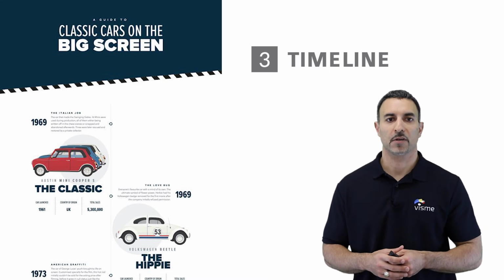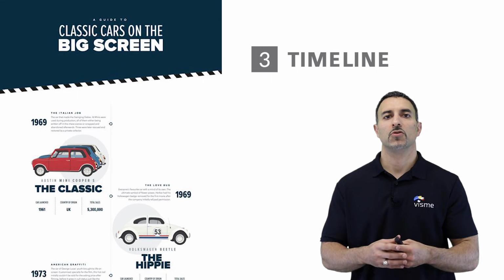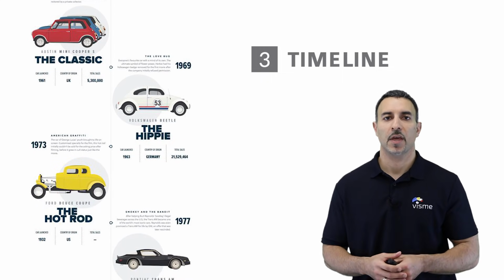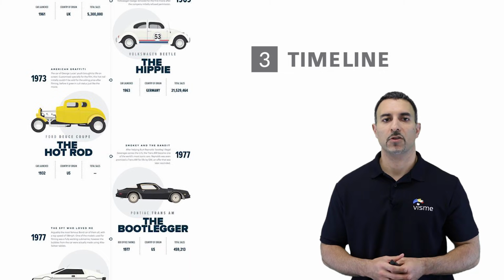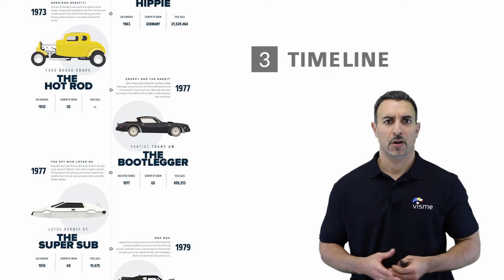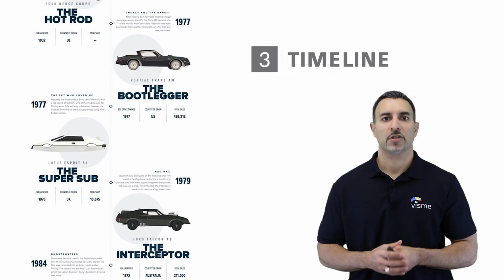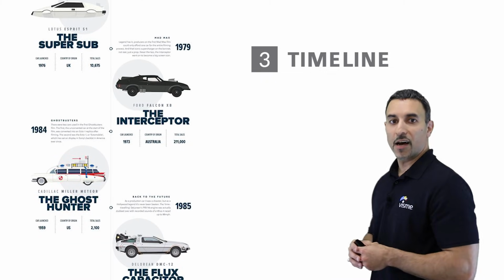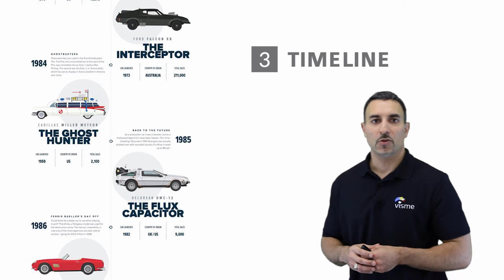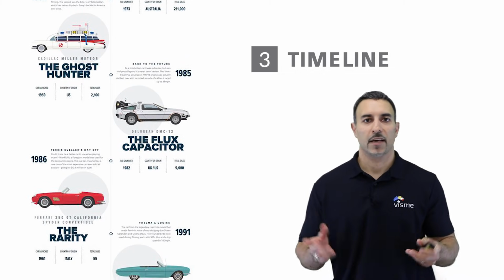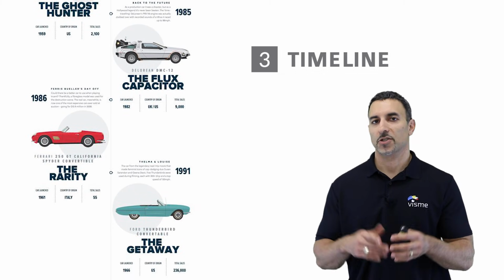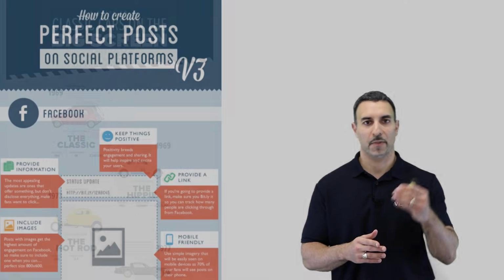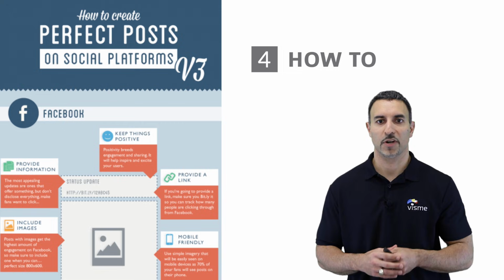Number 3 is a timeline. This is actually very popular. You use it to pretty much show an evolution of something over a period of time. If you want to tell a story, it's a great format to use. And also if you want to show things in a chronological order, such as this example here, where we're talking about classic cars on the big screen. Also it's good for resumes and for telling brand stories. It's actually often found in About Us pages of various startups where they talk about the evolution of their startup from a certain year to another.